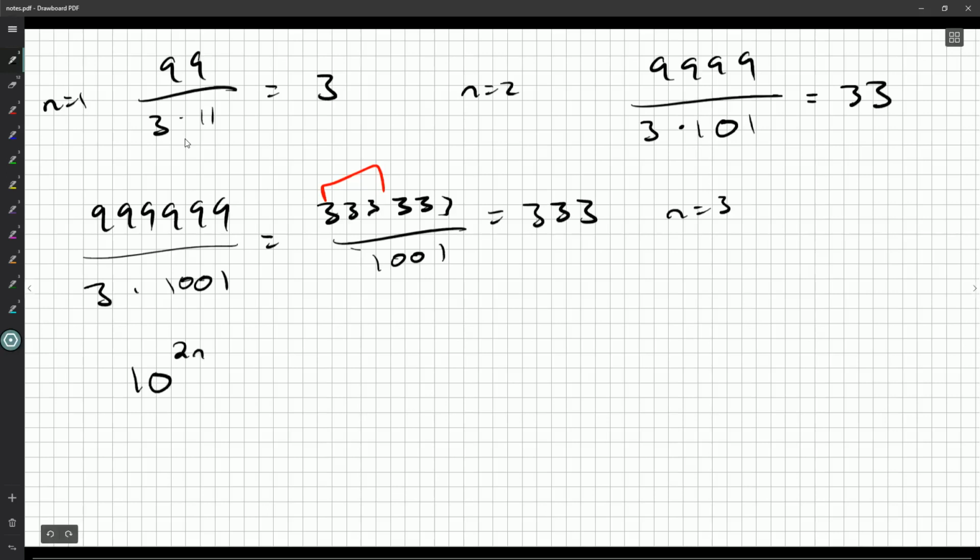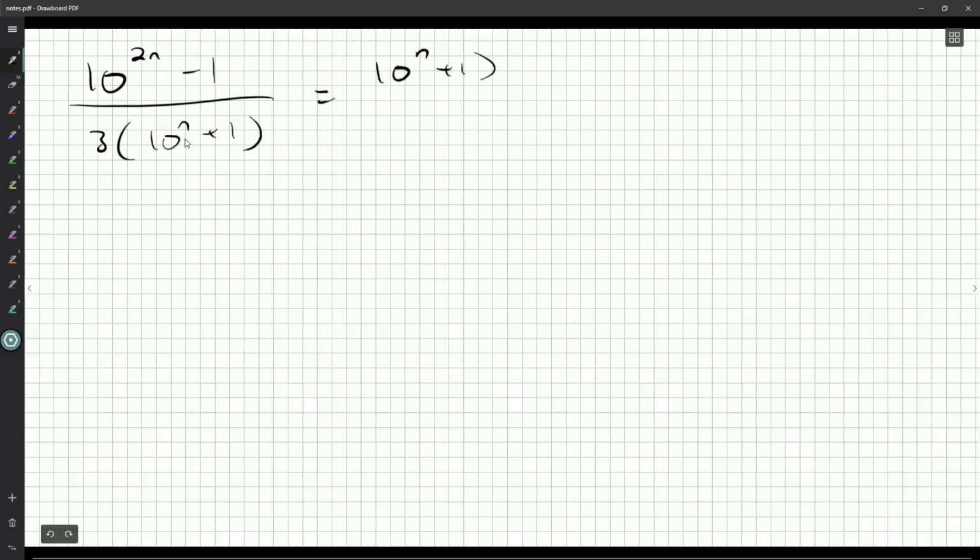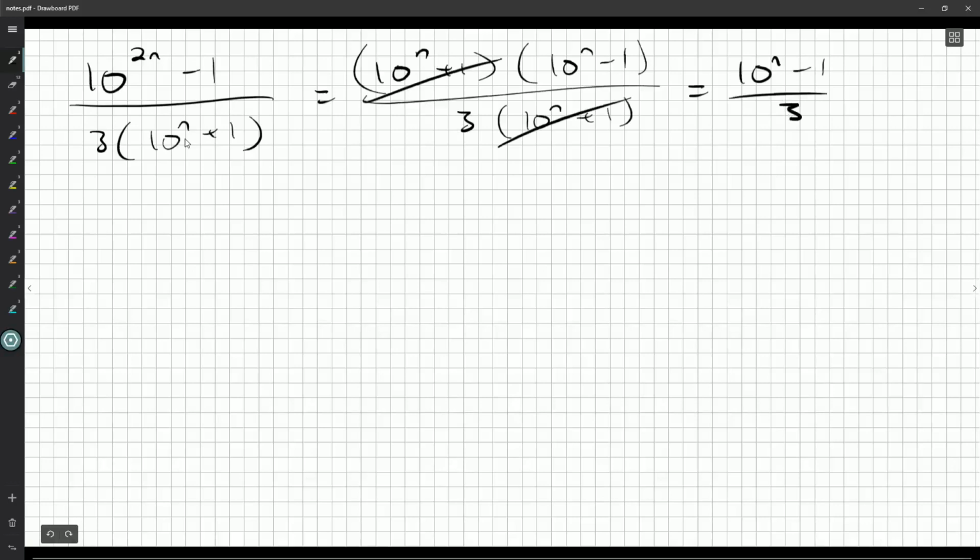10 to the 2n minus 1, I'm going to rewrite as 10 to the n squared minus 1. And this is a difference of squares, because of course 1 is 1 squared. I can write that as 10 to the n plus 1 times 10 to the n minus 1. Now when I take that and plug it into my expression, the top and the bottom will cancel a little bit, and you're left with 10 to the n minus 1 over 3.